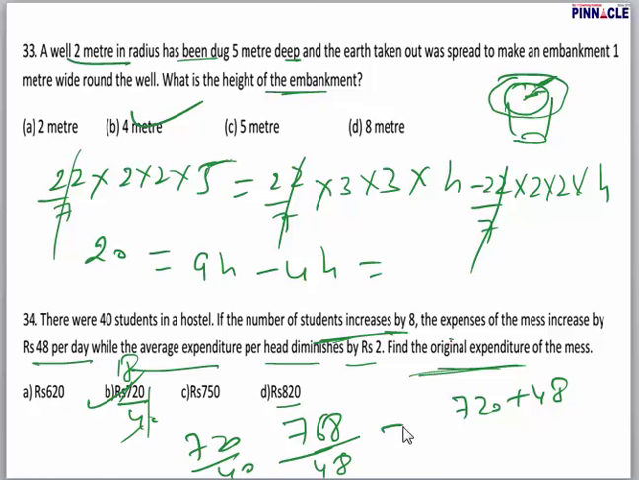Now the difference is 2. The difference is 2 because here it becomes 18 and here it becomes 16. So the answer is also verified. So immediately you can solve this question in 1 or 2 seconds, if you find this kind of variety.